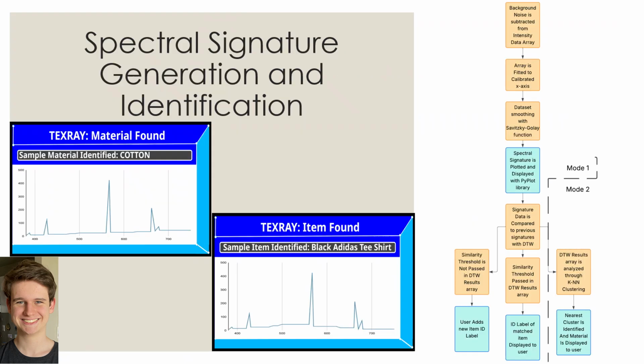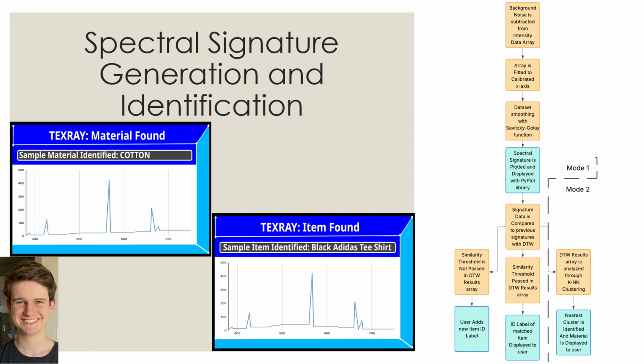The converted CCD data is then sent from the MCU to the Raspberry Pi for analysis. This transfer is done using SPI. The received data is displayed to the user in the form of a spectral signature graph using the MATLAB Python library PyPlot.